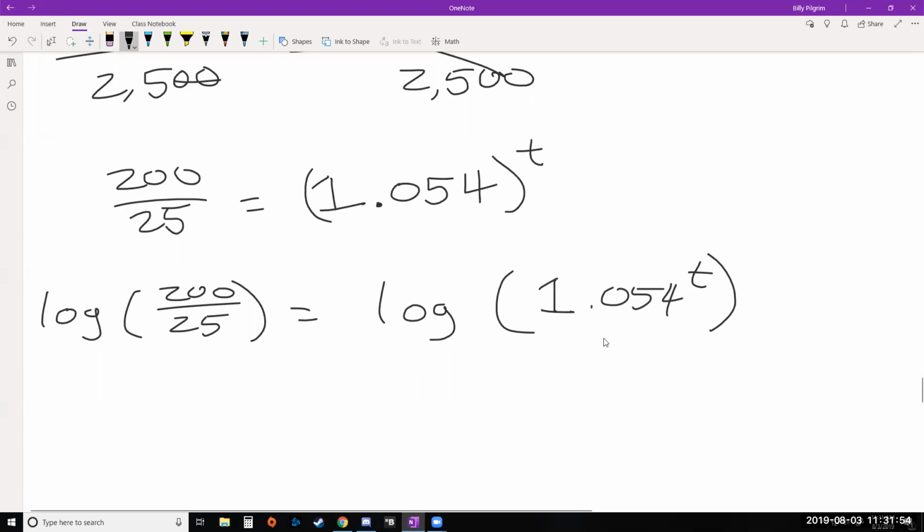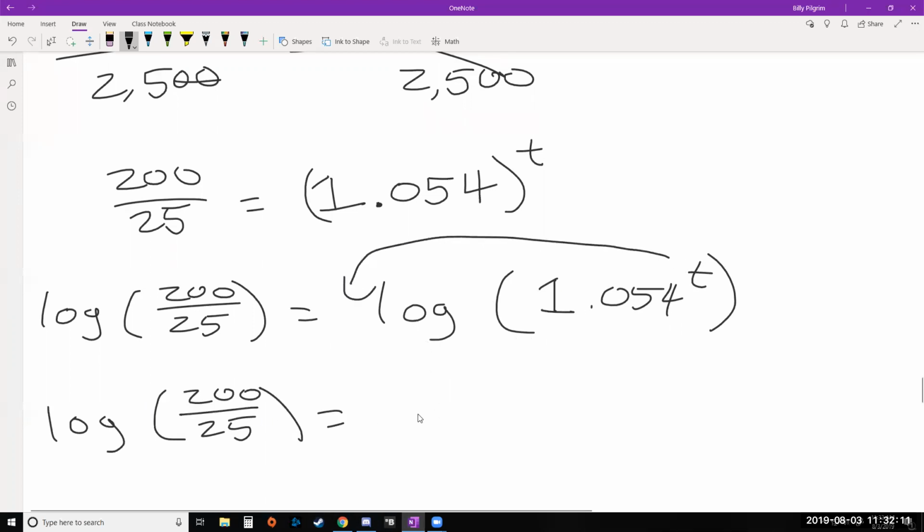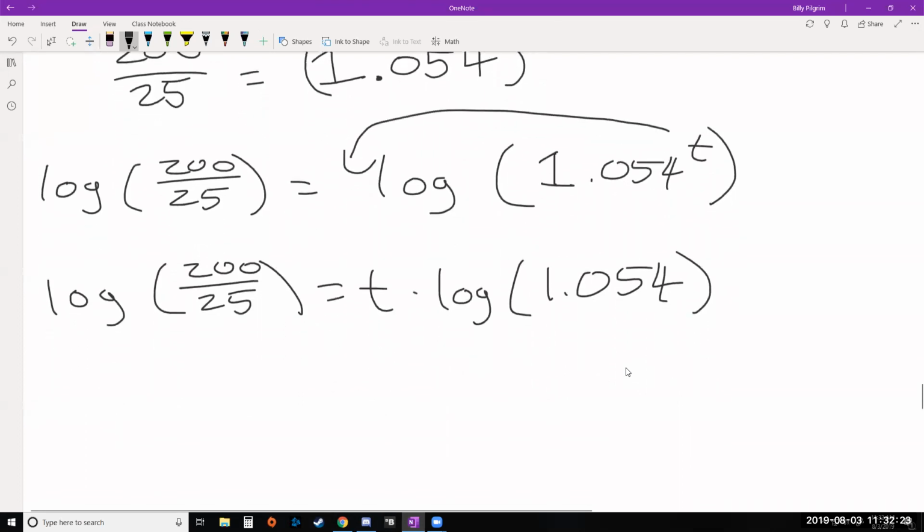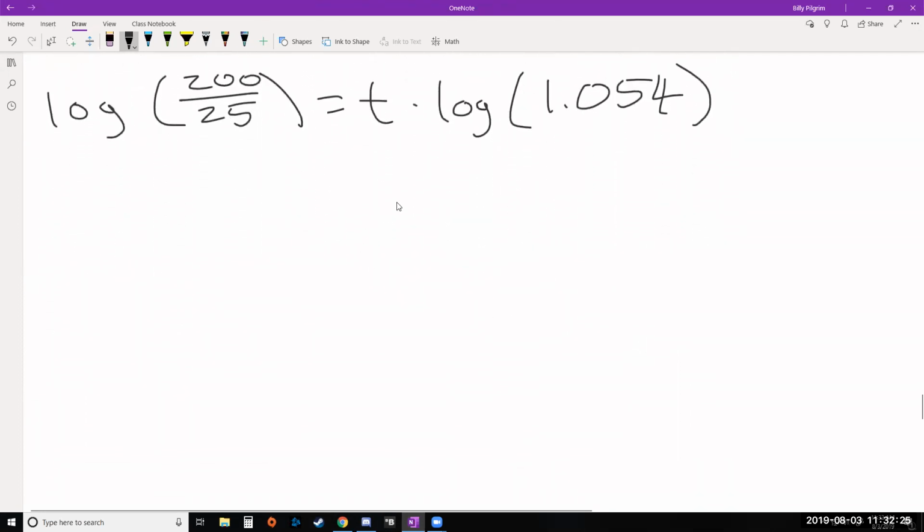And remember, this is where we're going to apply that exponent property of log. We have log of something to a power, so that power is going to be extracted out in front of the logarithm. So let me rewrite the left-hand side one more time. And over here, this t is going to come down out front, and we're going to have t times the log of just the 1.054. Okay, so that's why we introduced logarithms in the first place. We want to get that t out of the exponent position. And now that we've done it, these two logs are just numbers.